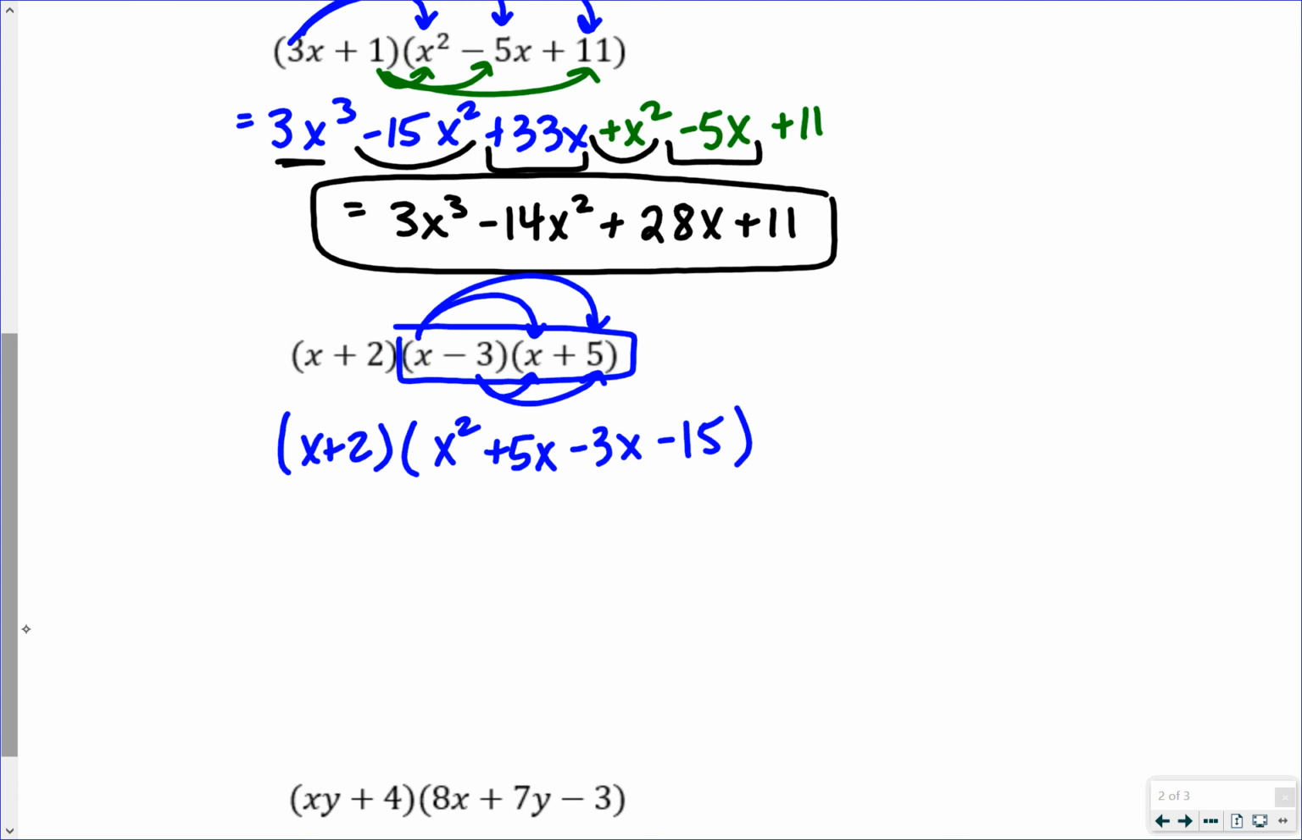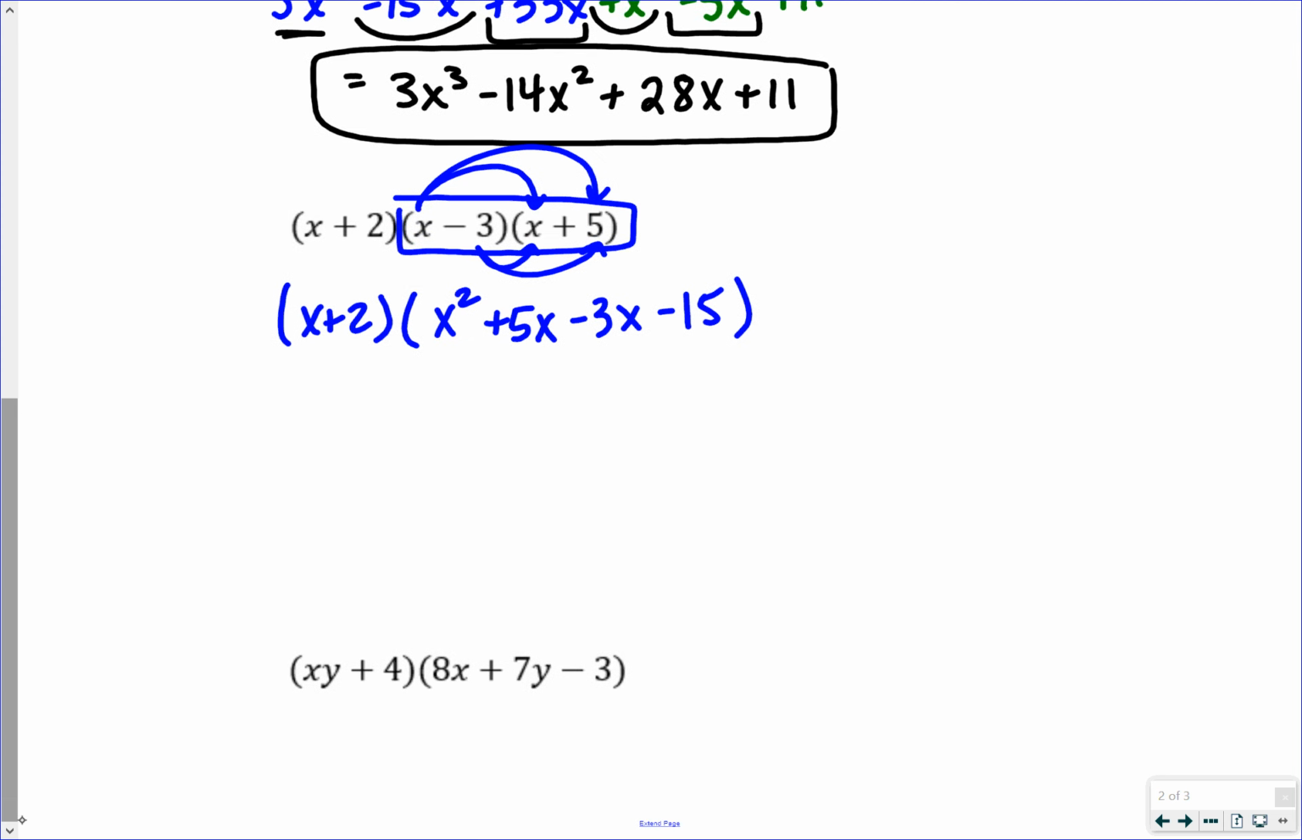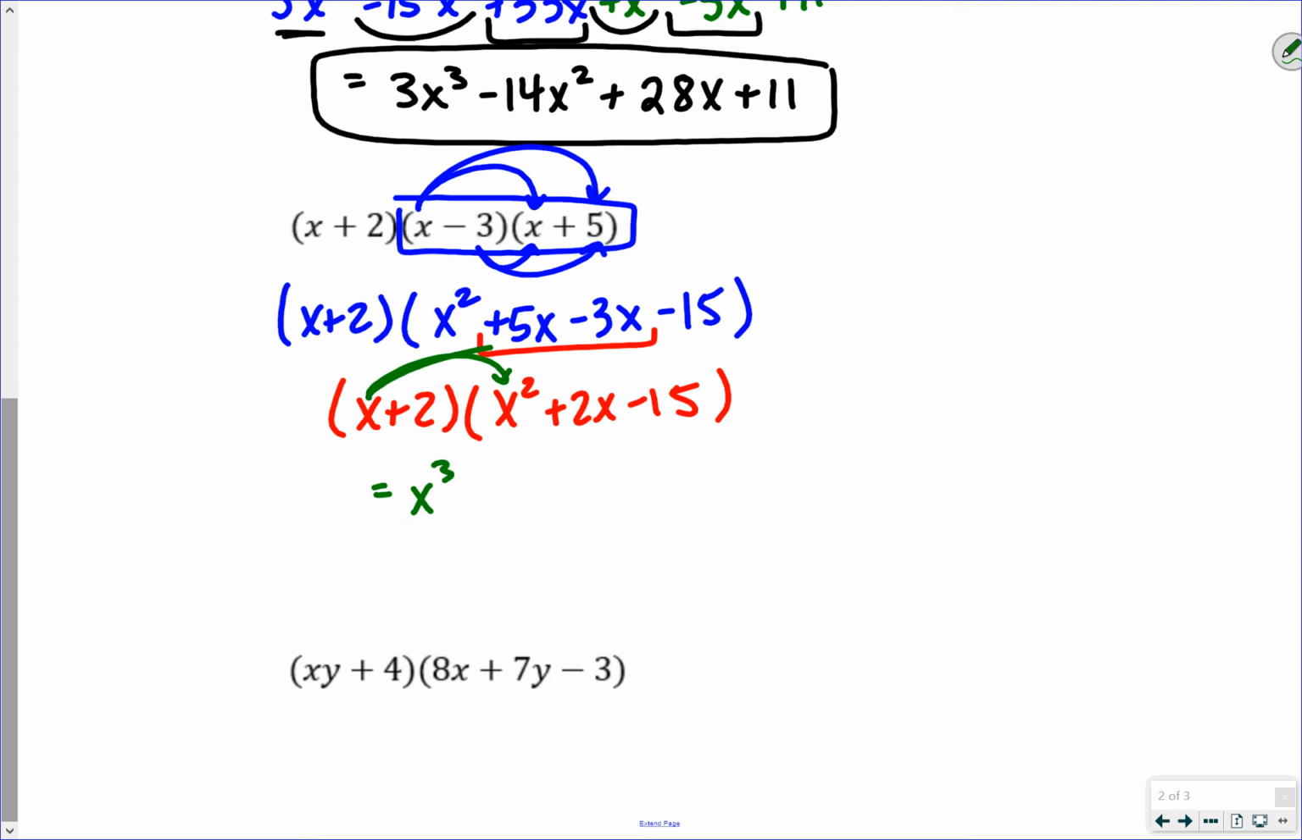Before I distribute again, I'm going to combine like terms. That is also preference. You can distribute right from here. I like to have as few terms as possible. That allows me to make less mistakes. So 5x minus 3x gets me a 2x minus 15. And distribute one more time. X times x squared gets me an x to the third. X times 2x gets me a 2x squared. X times -15 is a -15x.